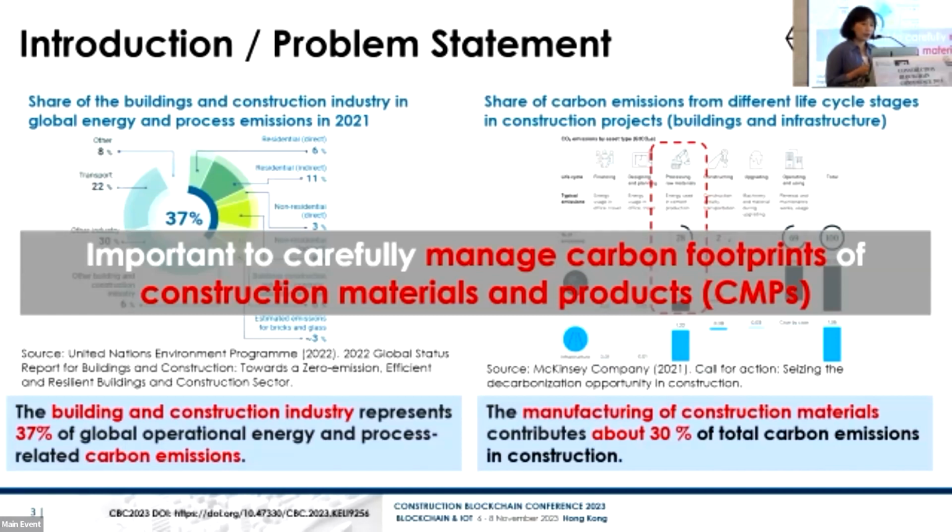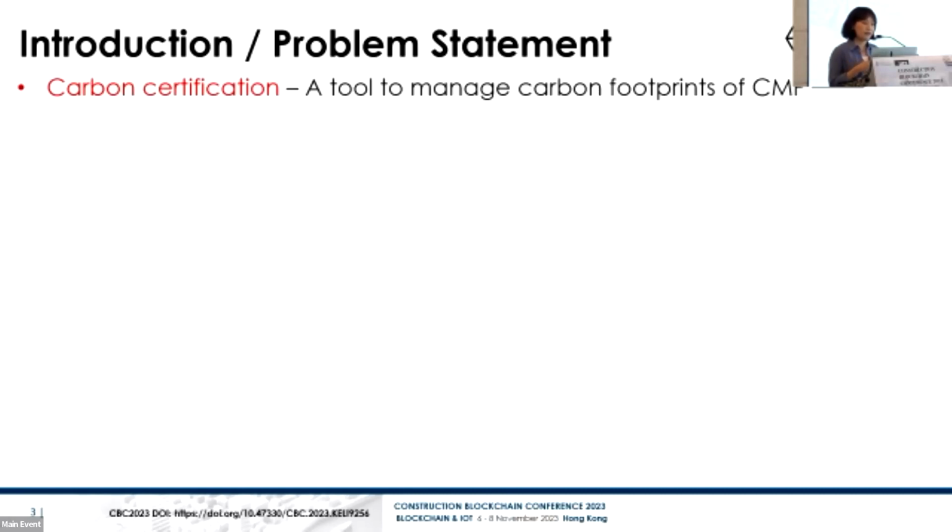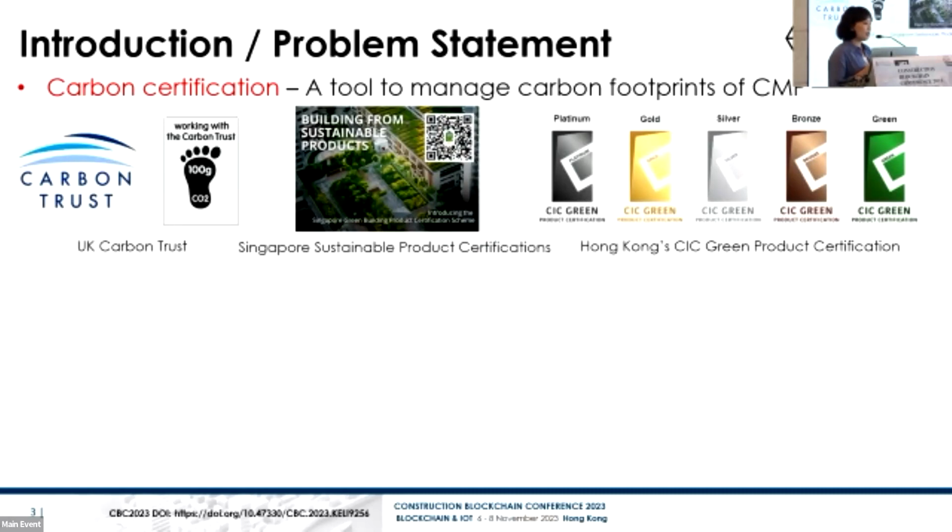After that, we can see that currently we have different carbon certification schemes, and they have become a useful tool to manage carbon footprints for construction materials and products. For example, in the UK, there is the UK Carbon Trust for different products. In Singapore, there are sustainable product certifications, especially for building products. And in Hong Kong, we have our green product certification, especially designed for construction materials and products.